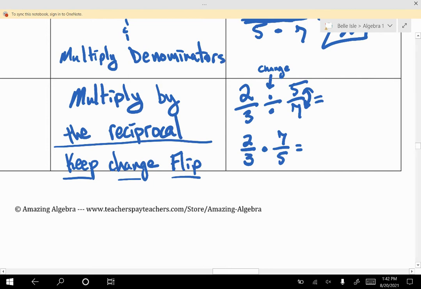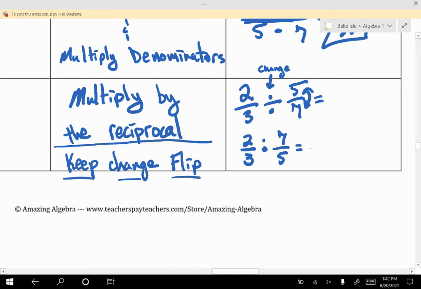Tristan asks, do you always flip the second one, or is it situational? On these types of problems, yes, when we are dividing fractions, you will always flip the denominator, which in this instance is always the second number. Other division problems that involve different kinds of numbers will have different rules. This is just the rules for fractions. Good question.